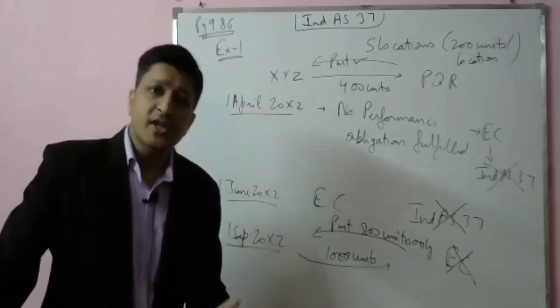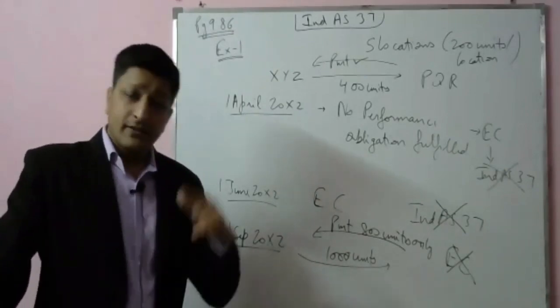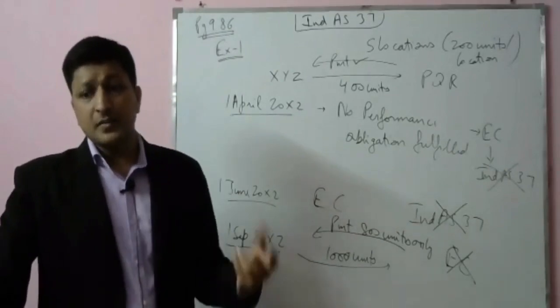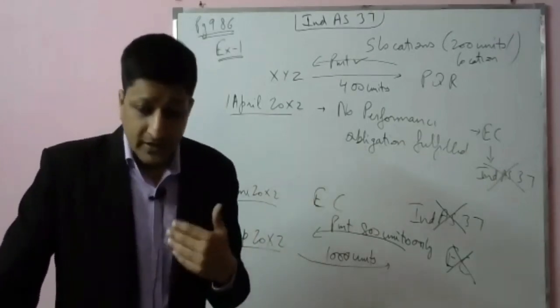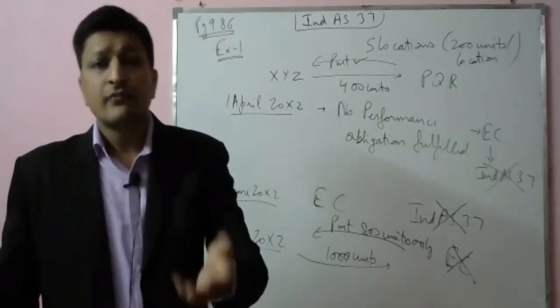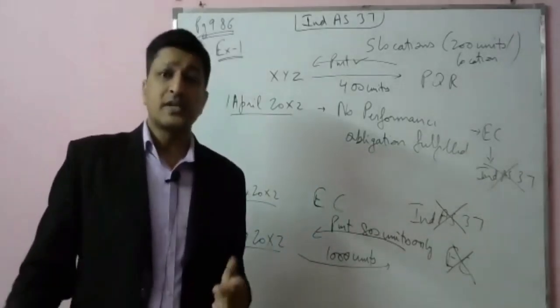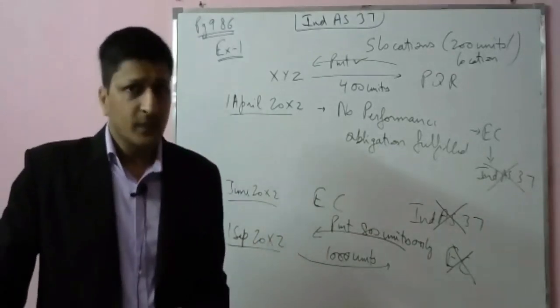Sometimes questions are also asked on the executory contract, so you need to have an understanding of this. Even though this is excluded from Ind AS 37, it has still been discussed, so you need to understand it. Because when you are required to apply Ind AS 37 in the exam, you'll first have to assess whether the contract is executory or not. Because if it happens to be executory, then you will not be able to apply Ind AS 37. Okay.